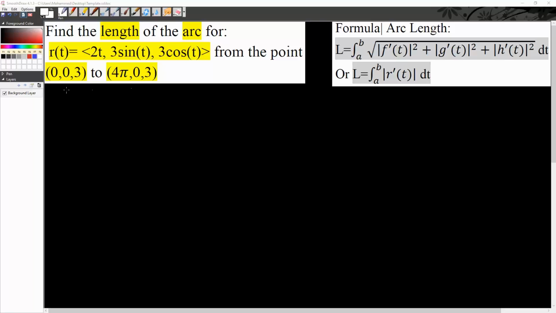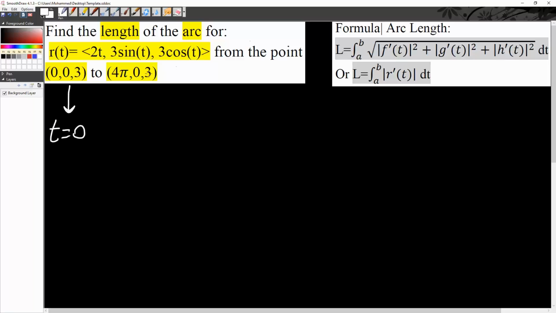And so what we do here, an obvious thing we can do is see 2t. How can we get 0? Obviously, t would equal 0. So we check. If t is equal to 0, we would get 0 for this. 3 sine 0 would also be 0, and 3 cosine 0 would be 3. So that's correct. So it would occur at t is equal to 0.